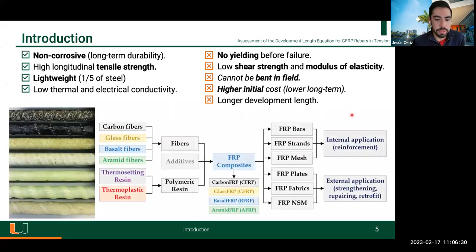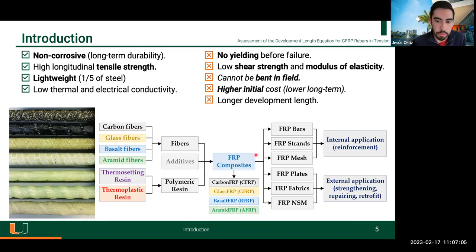So in summary, there are different types of fibers and resin that you can use to manufacture FRP composites. You have continuous carbon, glass, basalt, and aramid fibers, and you have two types of resins, thermosetting and thermoplastic. For thermosetting, right now the ASTM standard to manufacture GFRP permits only that type. Manufacturers usually also include some additives and filler in the mix. And then you have the FRP composites.